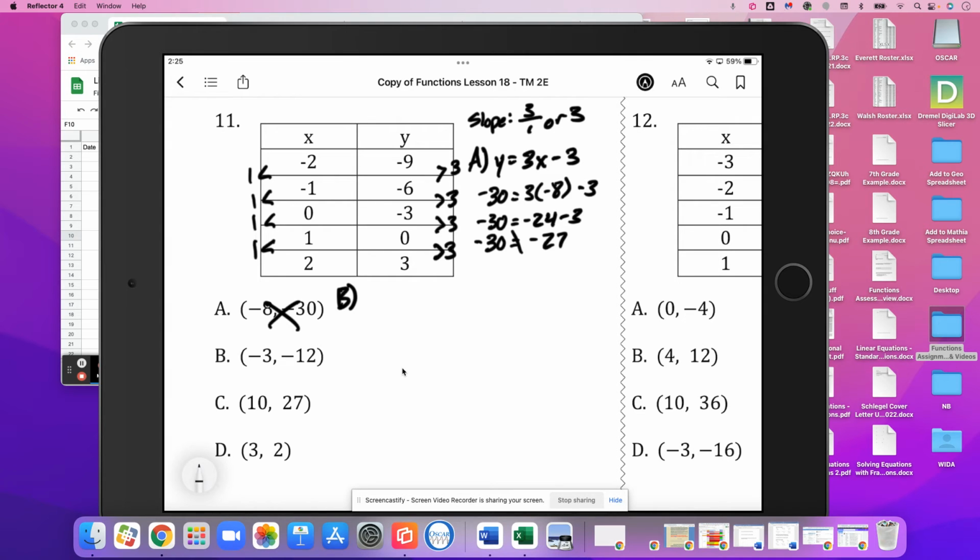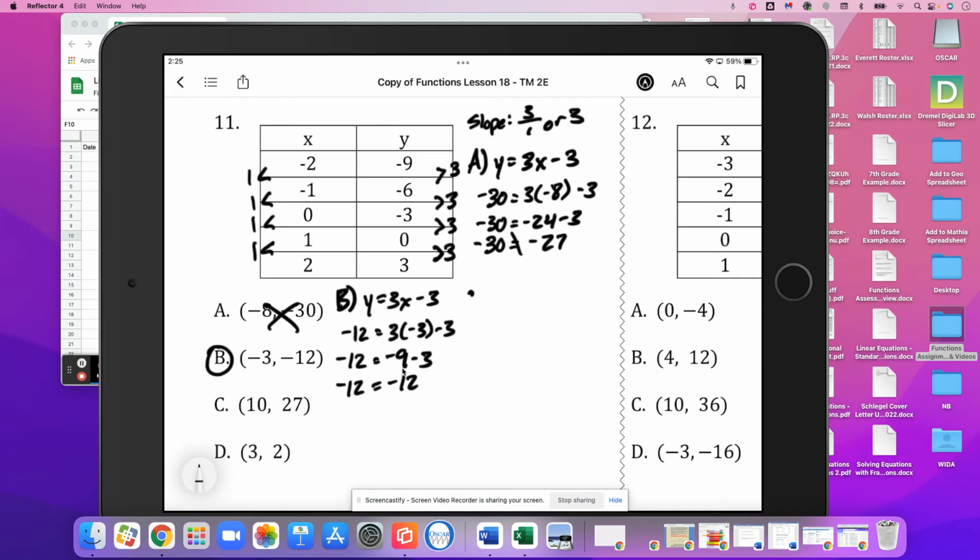Let's try B. Y equals 3x minus 3. Negative 12 is equal to 3 times negative 3 minus 3. Negative 12 equals negative 9 minus 3. Negative 12 equals negative 12. And yes, that one does satisfy the function. Moving on to C. Y equals 3x minus 3. 27 is equal to 3 times 10 minus 3. 27 is equal to 30 minus 3. 27 equals 27. So yes, C does satisfy the function.